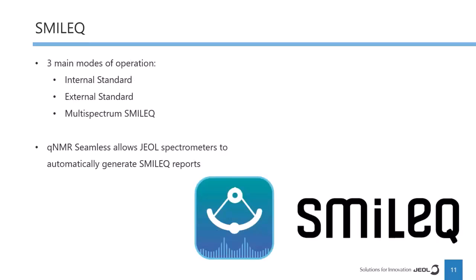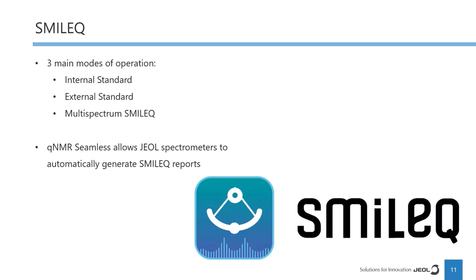Okay, so the software has three basic main modes of operation. We can set up an internal standard experiment, we can set up an external standard experiment, or we can do a multi-spectrum approach. And the multi-spectrum approach can be either internal standard or external standard. So in the internal standard experiment, we have our reference compound in the same NMR tube as our analyte. In the external standard method, we run one sample of our standard, and then in a separate tube under the same conditions, we run our analyte of interest.